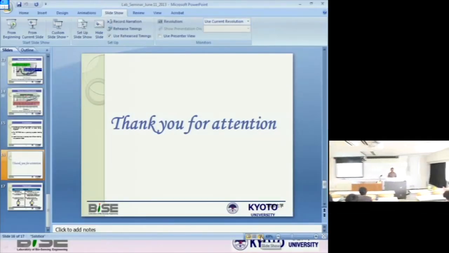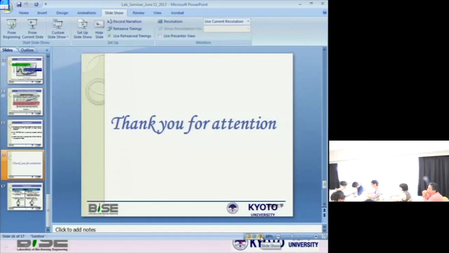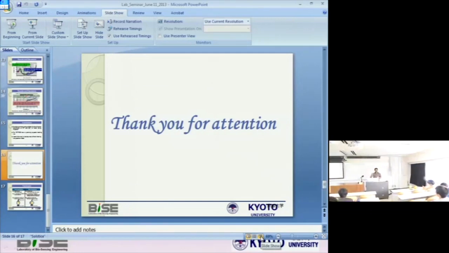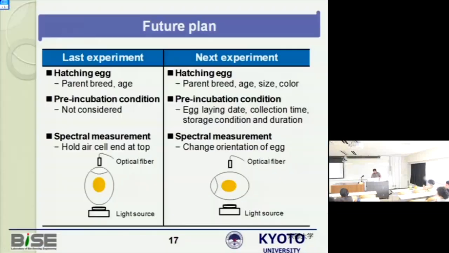Why is the vertical direction to be effective? At first I used the lab company setup. I did not think about that, but in the next experiment I will change the orientation of the egg, because I found in some literature that as incubation time increases, the air cell size gradually increases, and I think this may affect transmission. So in the next experiment, yes, I made a mistake there. I will change it like this.